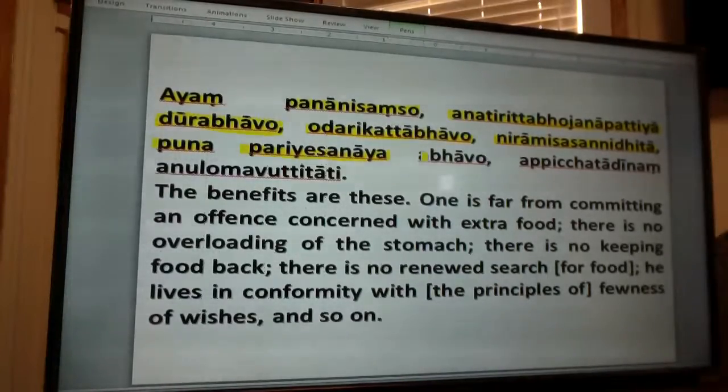And puna, again, pariyesanaya abhavo. Abhavo means no. Pariyesana is searching for food. So there's no searching for food, because if they refuse, their mind doesn't change, no more, after refusal. So the mind that says I want to eat more never ever happens. Puna pariyesanaya means searching again, I want to eat more, but abhava means no.